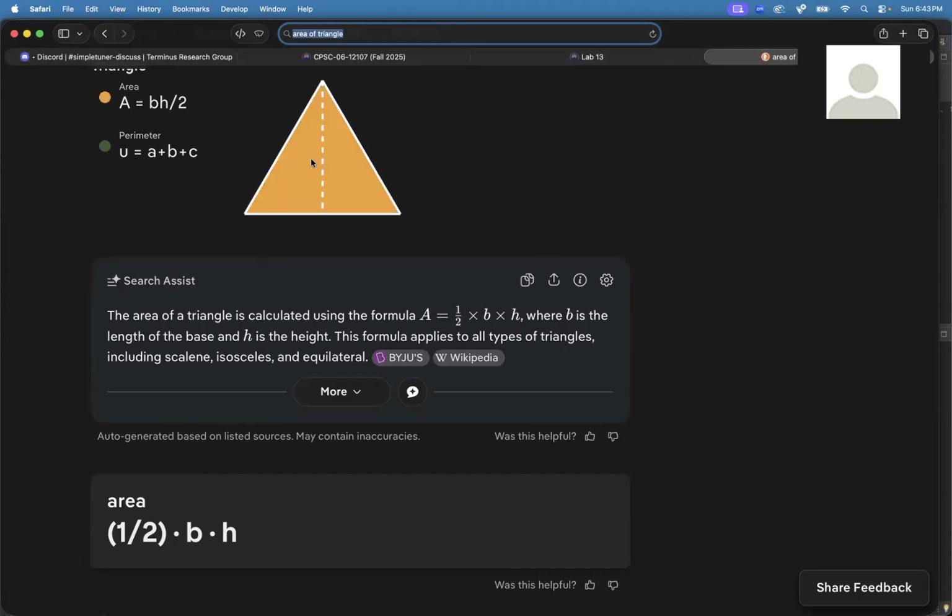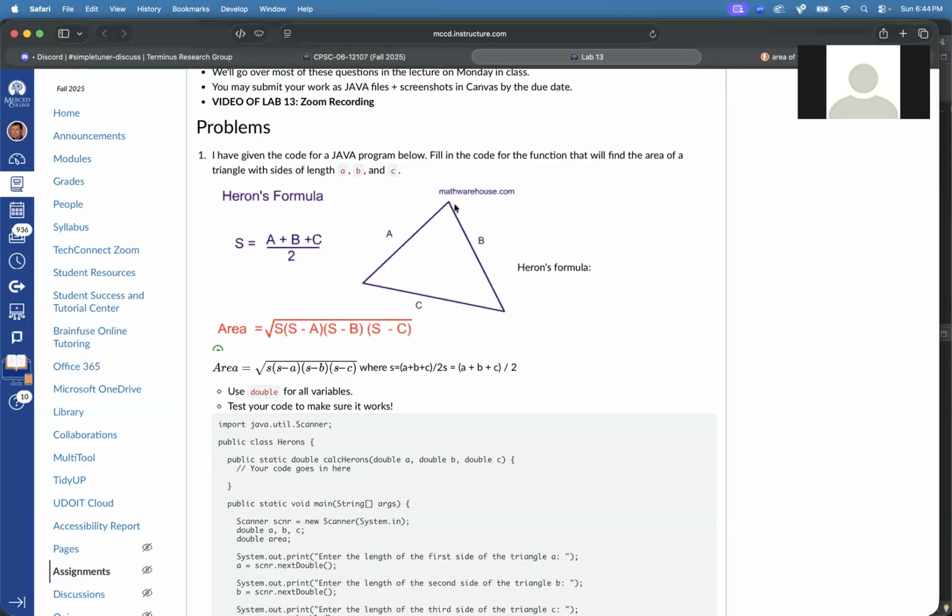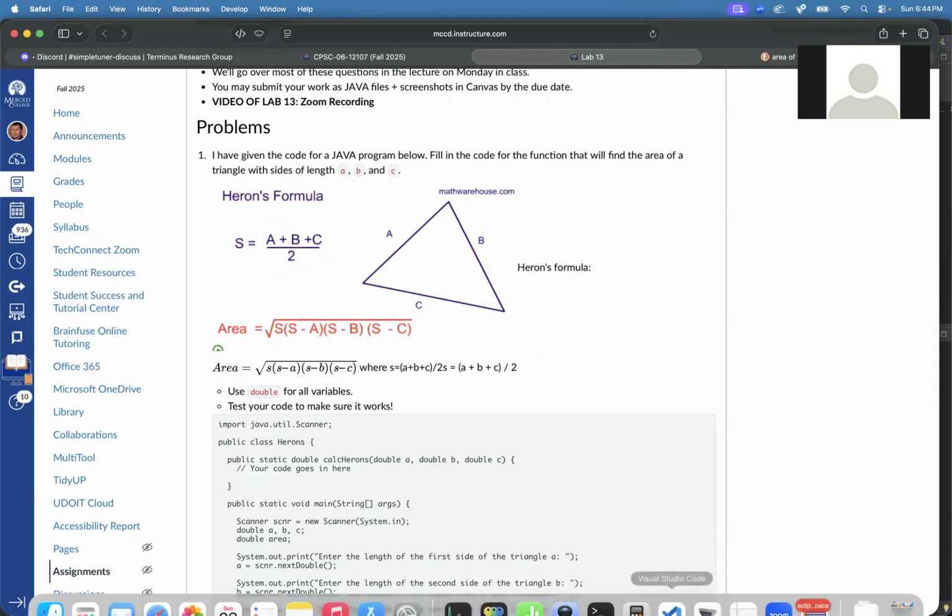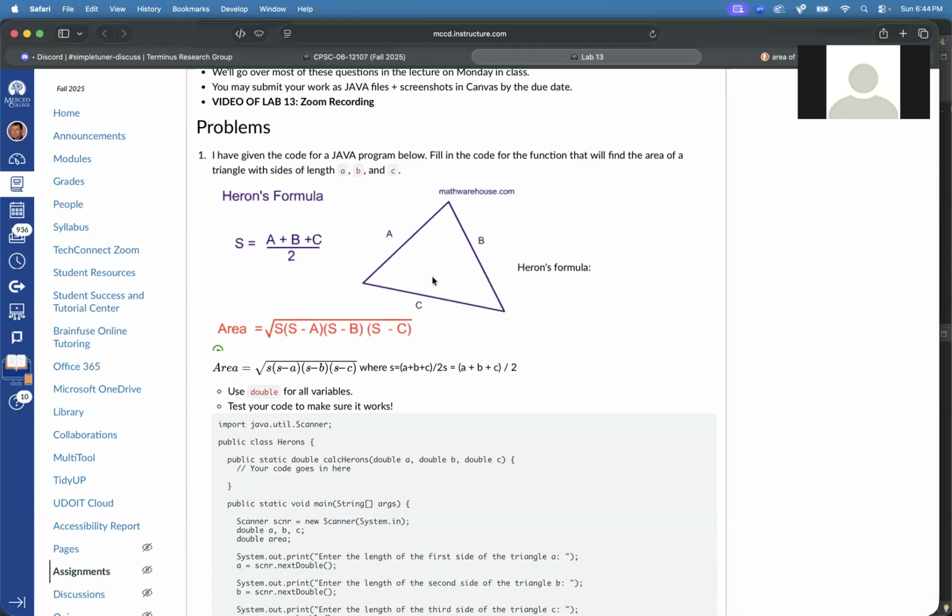But that only works if you know the height of the triangle. And over here, we have a triangle where we know the sides, the length of the sides, but we don't know the height. And so since you don't know the height, what would you use? Well, if you don't know the height, you can use what they call Heron's formula. So Heron's formula is what we're going to implement for problem one.